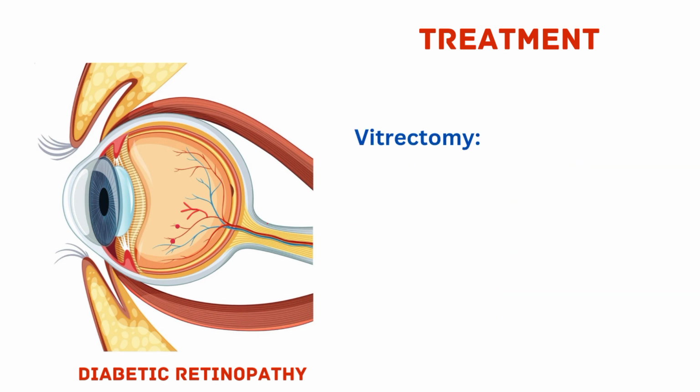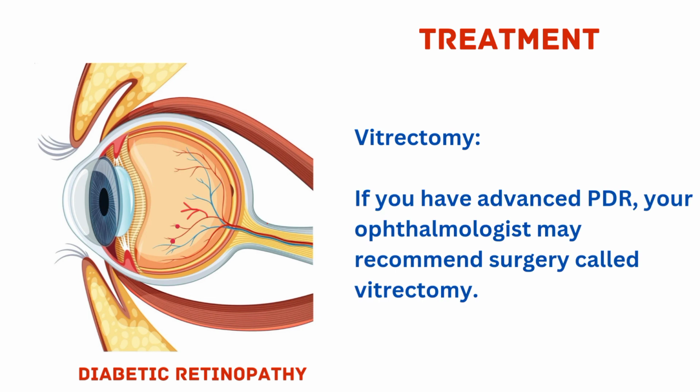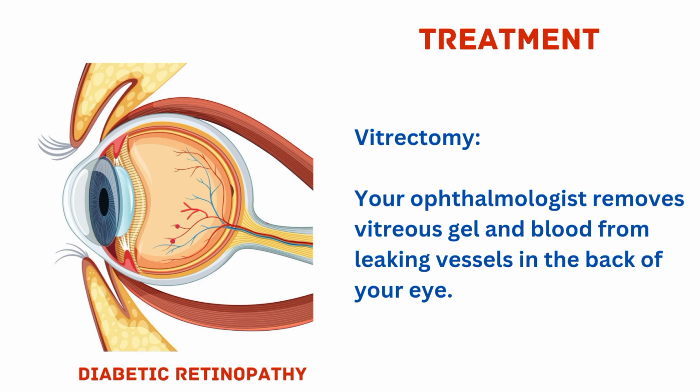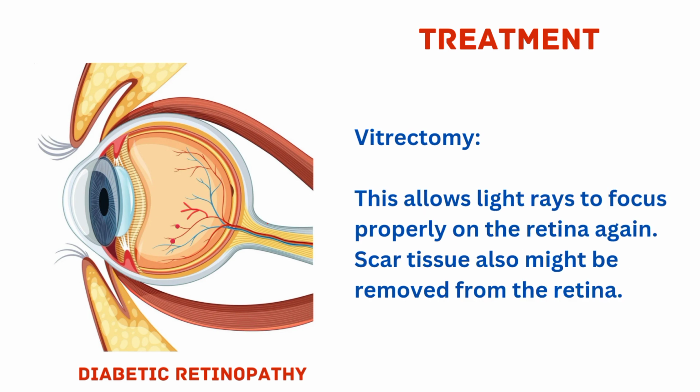Next treatment option is vitrectomy. If you have advanced PDR, your ophthalmologist may recommend surgery called vitrectomy. Your ophthalmologist removes vitreous gel and blood from leaking vessels in the back of your eye. This allows light rays to focus properly on the retina again. Scar tissue also might be removed from the retina.